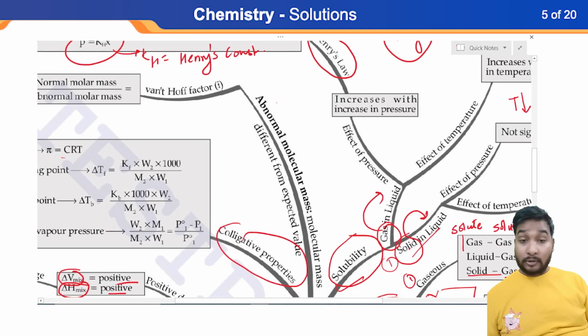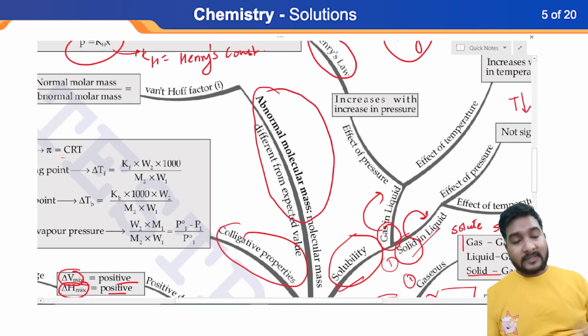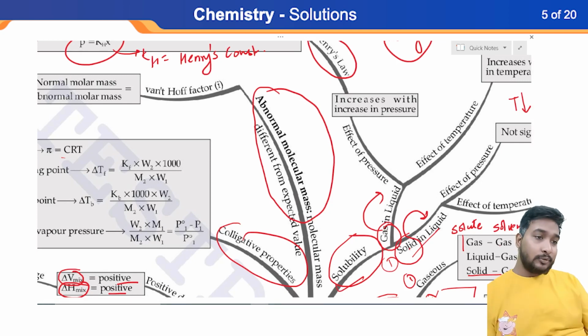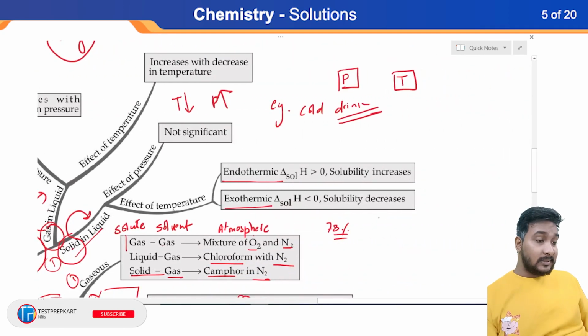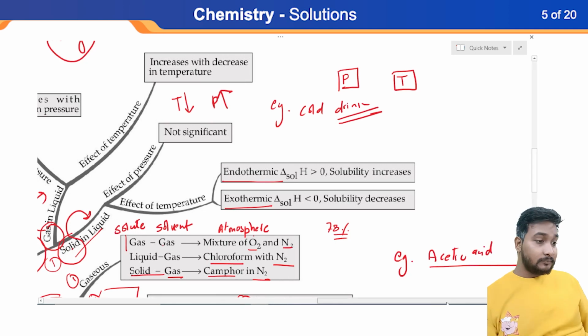Now, the last but not the least, abnormal molecular mass. Now, firstly, we have to understand what is abnormal molecular mass. Suppose I am explaining this term in a very separate manner. For example, suppose I have acetic acid. I have acetic acid, right? The formula of acetic acid is CH3COOH.